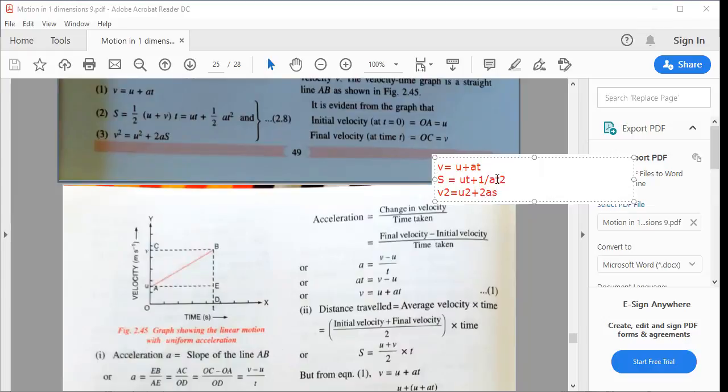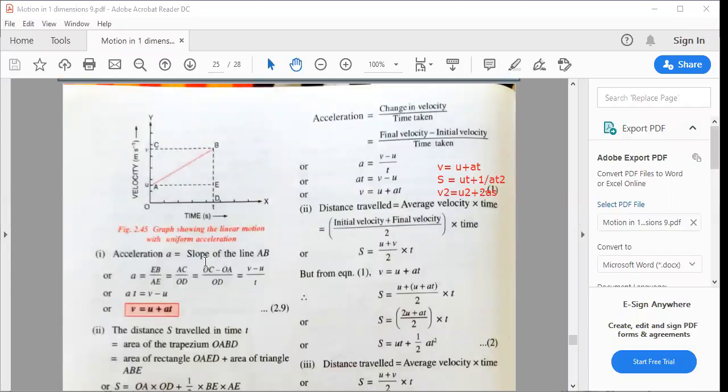Now just observe the first two equations. The first two equations have time in them, while the third equation does not have time. So if you don't want time, just eliminate the time from the first equation and you will get this equation. The third equation has no time.